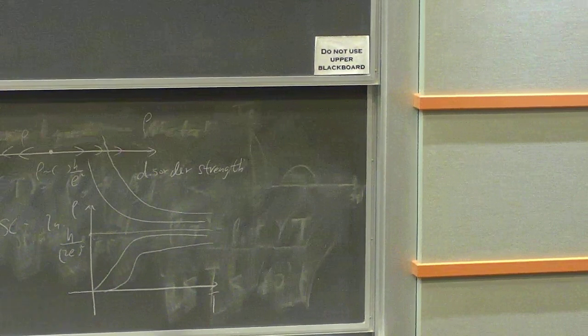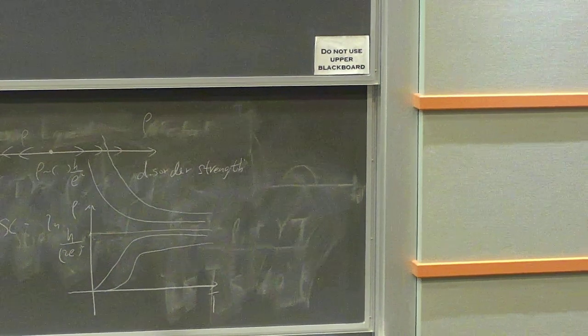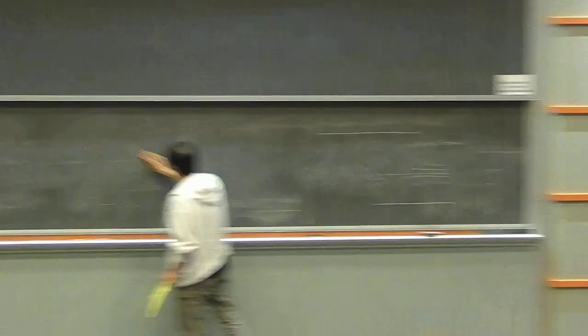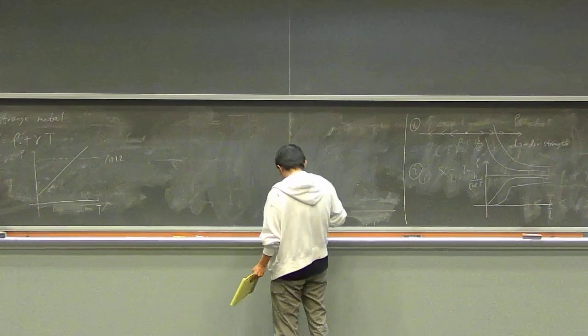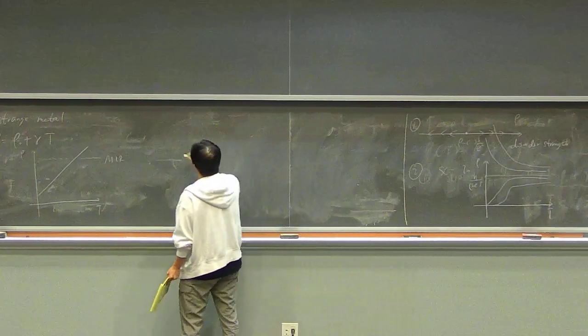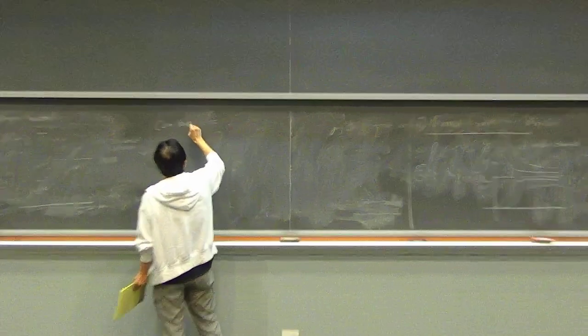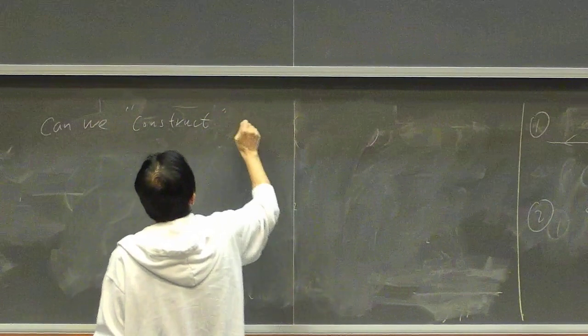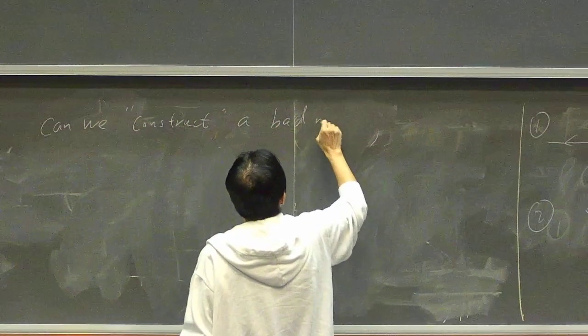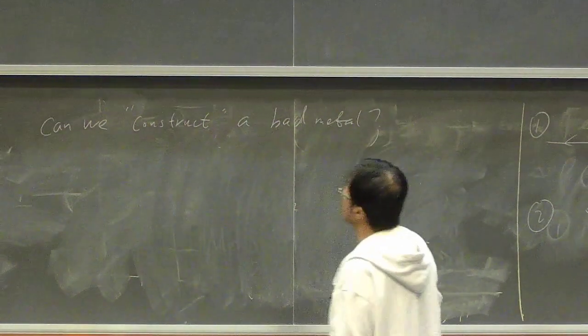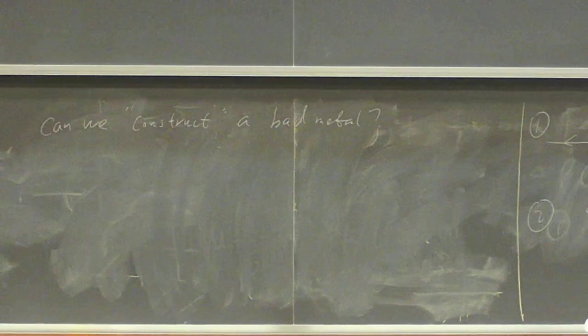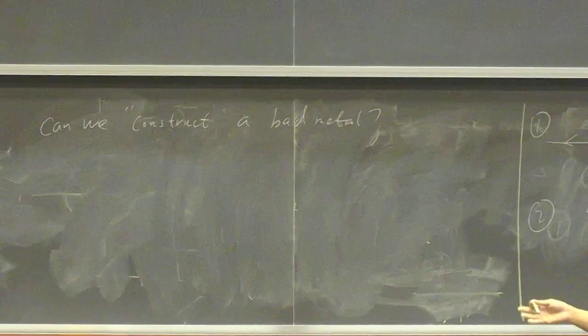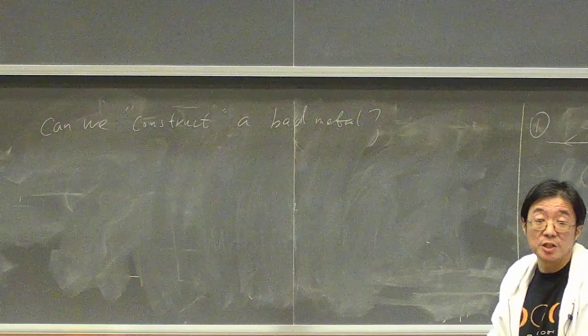Okay, so this is a hard question. But suppose we change the question we ask. Suppose I change the question to be: can we construct a bad metal with a relatively reliable method? This actually is a much easier question to answer.